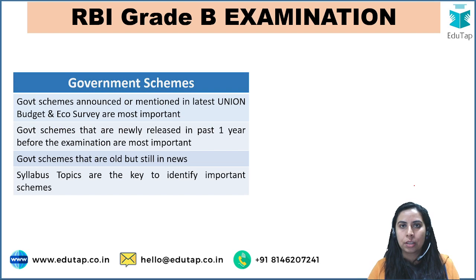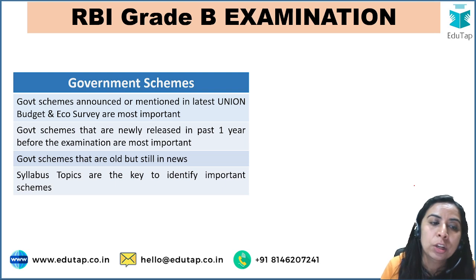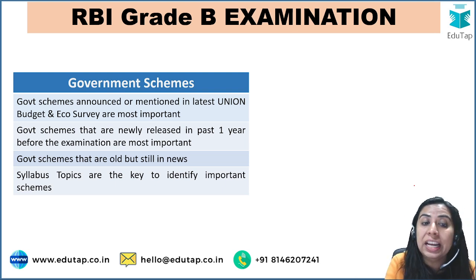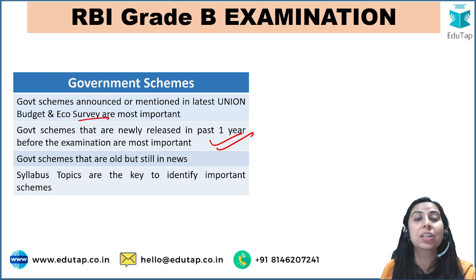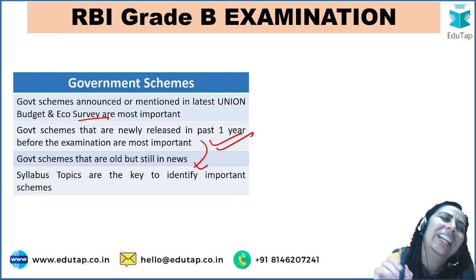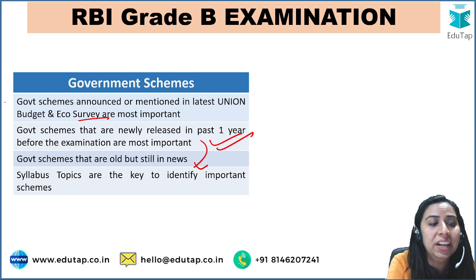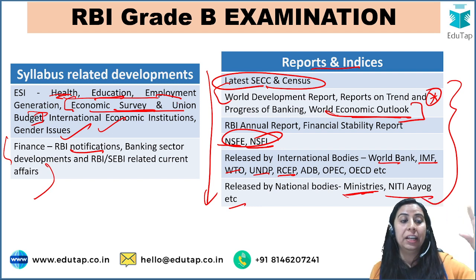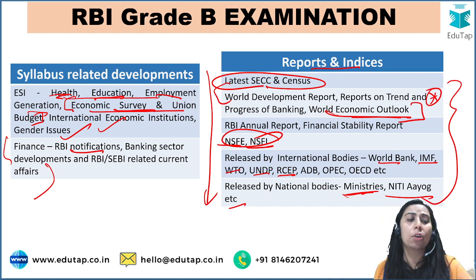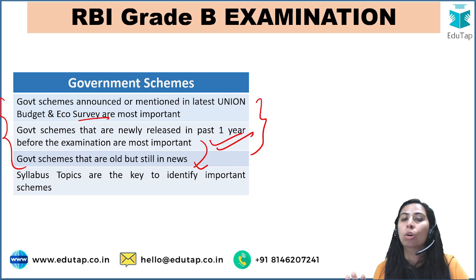Then government schemes. Of course, we have seen so many things are there in your government schemes which are asked in phase 1. So schemes that are announced or mentioned in latest union budget eco survey are important. Newly released है in past 1 year before the examination that you have to cover. Government schemes that are old but in news in past 1 year or at least 6 months करना है. और कैसे आइडेंटिफाई करोगे विच स्कीम इज मोस्ट इंपॉर्टेंट? सी विच मिनिस्ट्री इज रिलेटेड टू दीज थिंग्स. ये सारी जो मिनिस्ट्री है ना, फाइनेंस वाली, ट्रेड वाली, health, education, trade, I mean commerce, employment generation वाली, so all these ministries are important, even agriculture. So all those schemes you will cover.